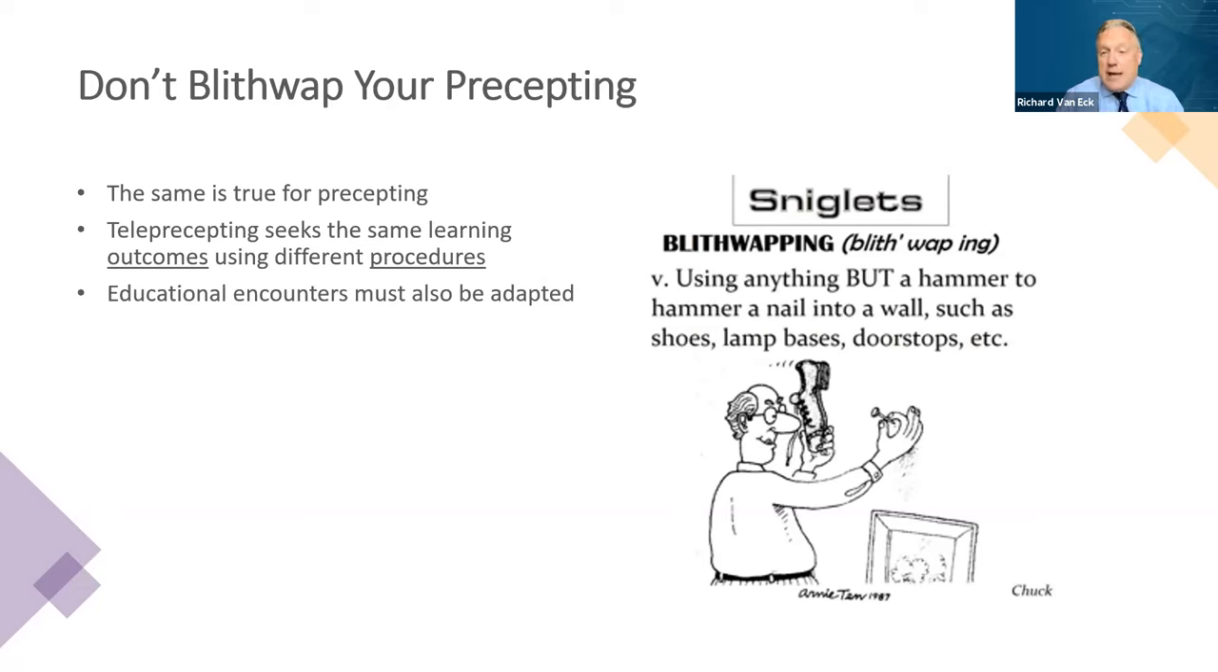So what do we know about this? We know you can do that, right? But it's not ideal. It's not going to work in all the cases. And you may end up with heel marks on the wall. There's all kinds of negatives to trying to use the wrong tool for the job. And the same is true for precepting or teleprecepting, if you will. Teleprecepting seeks the same learning outcomes using different procedures, right? So again, we have to adapt the medium and the message. We have to adapt our educational encounters to the situation, the environment, the technology, and the approach that we have.